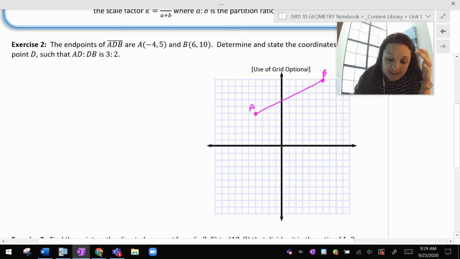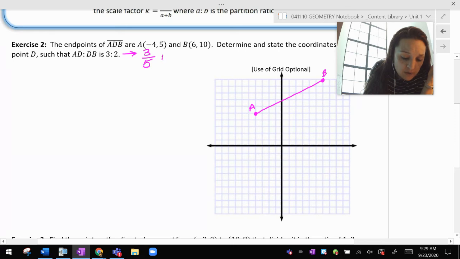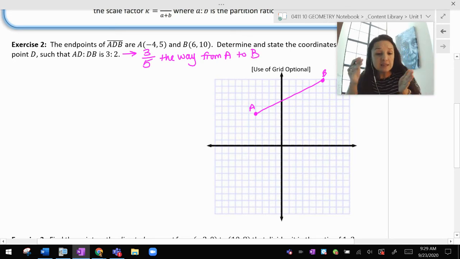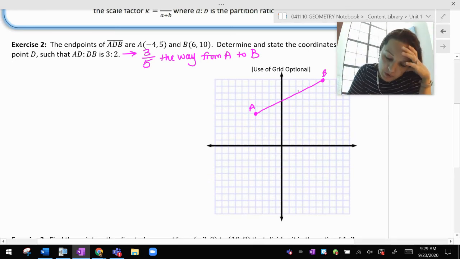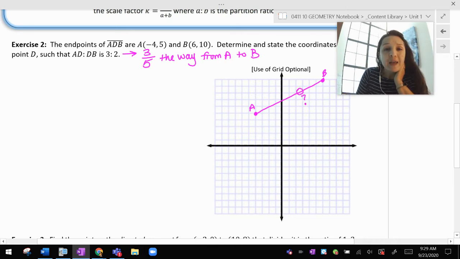So that means there's a D somewhere so that I have 3 sections on one side and 2 sections on the other. That means I want to go 3/5 the way from A to B. If AD to DB is 3 to 2, that means I'm going 3/5 the length of the segment. So 3/5 down is like, I don't know, somewhere over here, okay? I want to find the specific coordinate that's 3/5 the way down. So let's figure that out.